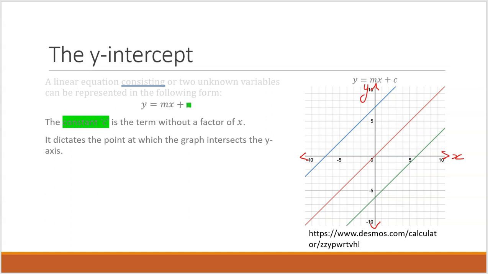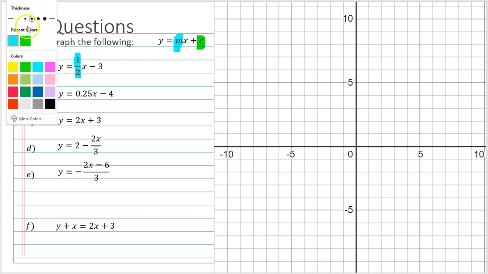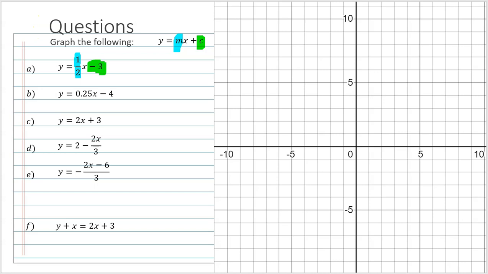Now, let's have a think. Can we graph some more difficult equations? Well, having a go at this, our form of y equals mx plus c. Whoops, color got wrong there. There we go. So, looking for our m, in this equation, it is 1 over 2, and our c is negative 3. So writing that out, m equals 1 over 2, c equals negative 3.